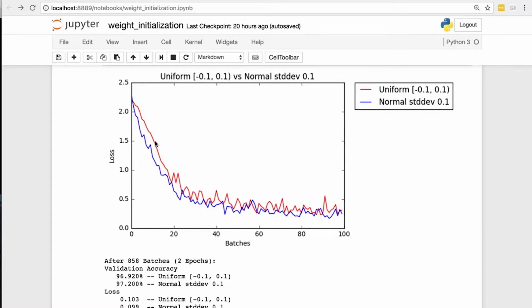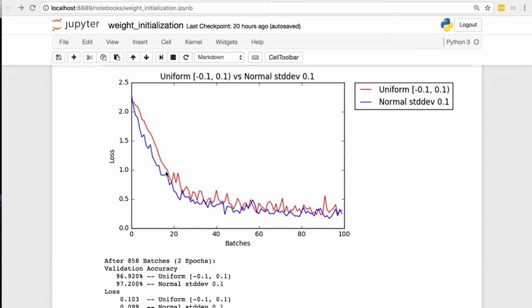Here again, we're looking at the loss over training batches. And this time red is our uniform distribution, which we found before. So in a range from -0.1 to 0.1. And then blue is initializing our weights with a normal distribution where the standard deviation is 0.1. So you can see that this is actually lower. The loss is lower for the normal distribution pretty much at every point in training. And just a little bit lower, but it is lower.